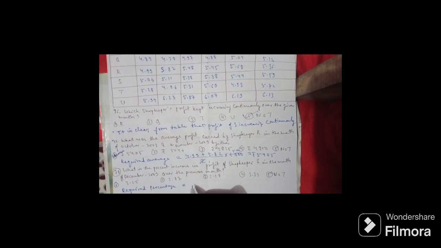That is 5.28 minus 5.11 upon 5.11 into 100, 3.33. We'll get the answer 3.33, which is the fourth will be the right answer here. Now we go for the next one, which is also the important one.